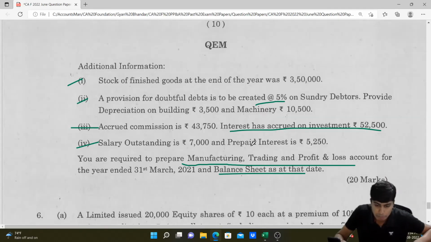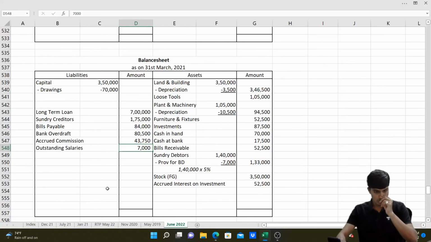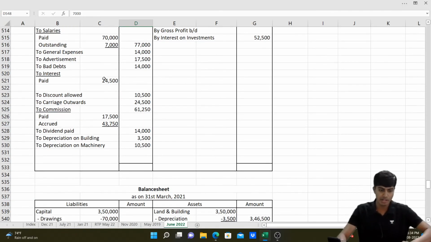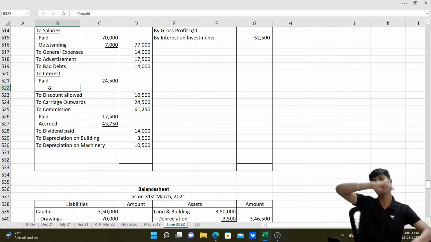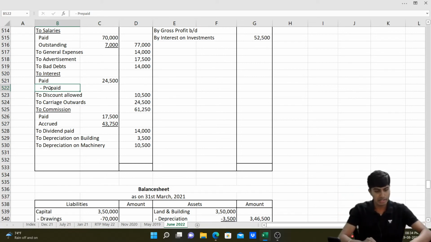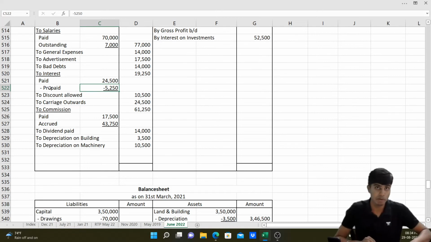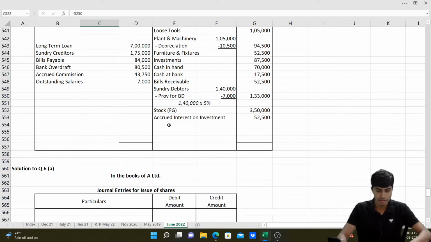Then we have prepaid interest 5,250. So out of the interest that I have paid 24,500, 5,250 is to be deducted because it is prepaid and it belongs to subsequent period. I'll write less prepaid 5,250, balance coming down to 19,250. And this 5,250, because it is prepaid for the subsequent period, is an asset. So I'll write in balance sheet asset side prepaid interest 5,250.